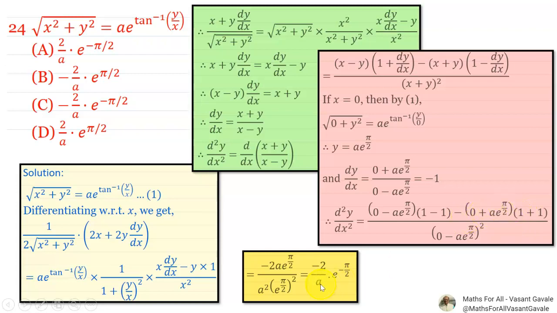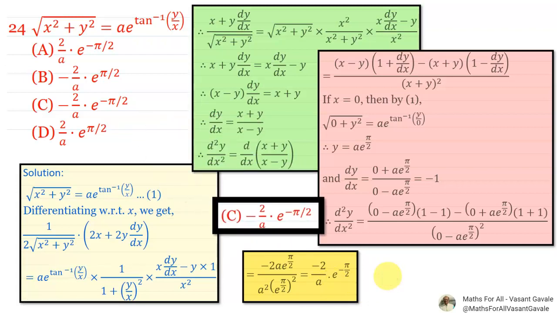minus 2 times a into e raised to pi by 2 upon, minus and minus, what will that be? It will be plus, a square e raised to pi by 2 and its square. Here e raised to pi by 2 is there, and if we simplify that, then you will get e raised to pi by 2 minus pi, that is nothing but e raised to minus pi by 2, and hence minus 2 upon a into e raised to pi by 2. This is the answer, that is option C. It is correct here.